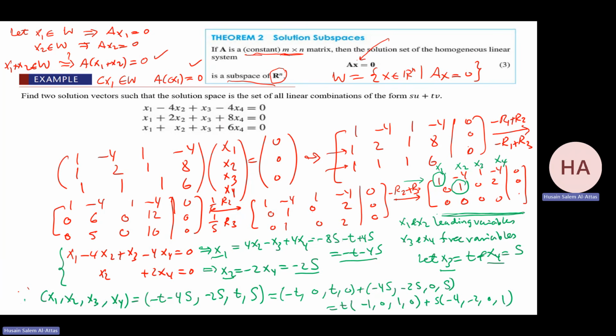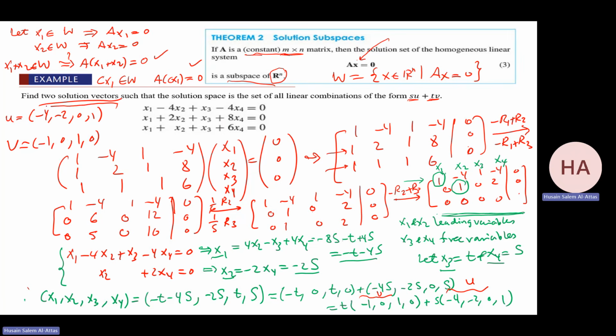That will lead us to what? Note I want to have t times a vector and s times a vector. So I can call this v, and I can call this u. So the two vectors are what? u, which is minus 4, minus 2, 0, 1. You can write this u and v, it's okay. But since I'm saying tv and su, maybe I should use s and t instead. It's okay. These are just names. So v equals minus 1, 0, 1, 0.